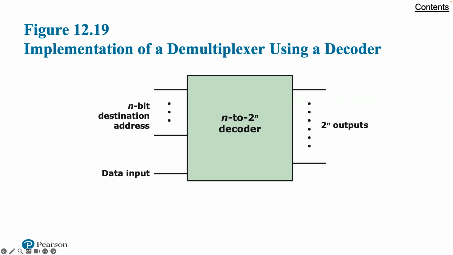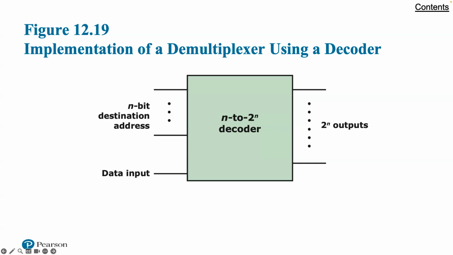As before, n inputs are decoded to produce a single one of 2 to the n outputs. All of the 2 to the n output lines are ANDed with a data line input. Thus, the n inputs act as an address to select a particular output line, and the value of the data input line, which would be a 0 or 1, is routed to the output line.